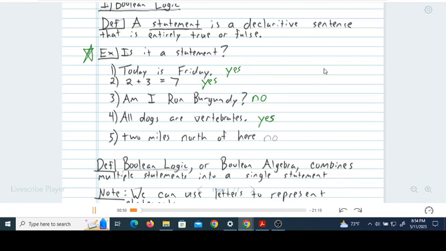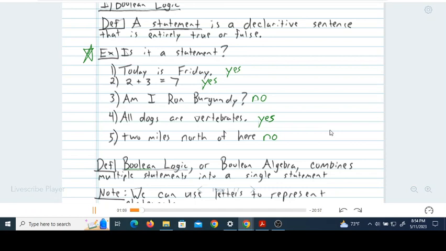2 miles north of here. Is that true or false? It doesn't have a truth value. It's an incomplete sentence. That is not a statement. If I said something like 2 miles north of the school there's a Burger King, then yeah, that would be a statement, but that alone is not a statement.